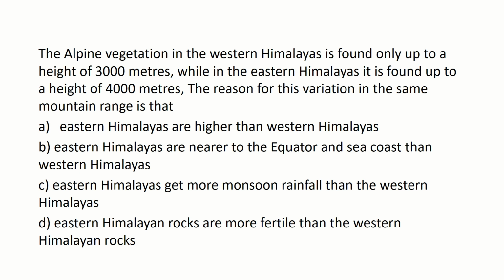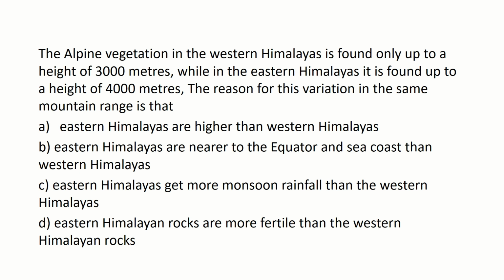Option B, eastern Himalayas are nearer to the equator and sea coast than western Himalayas. Well, the statement is right, but is that the answer? Let's see. Option C, eastern Himalayas get more monsoon rainfall than the western Himalayas. And option D, eastern Himalayan rocks are more fertile than the western Himalayan rocks.